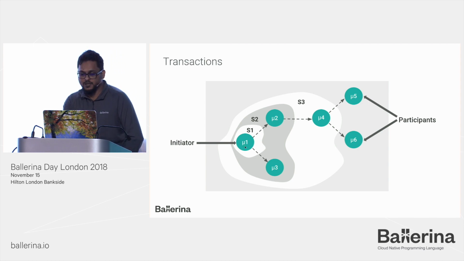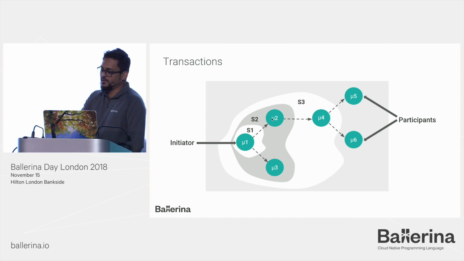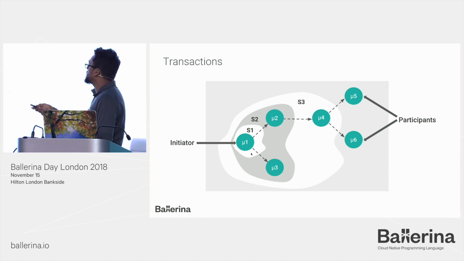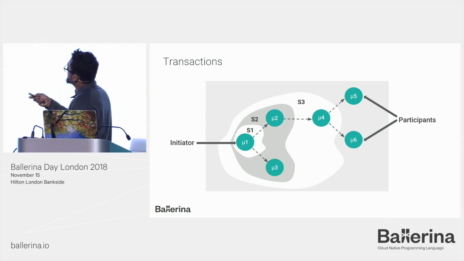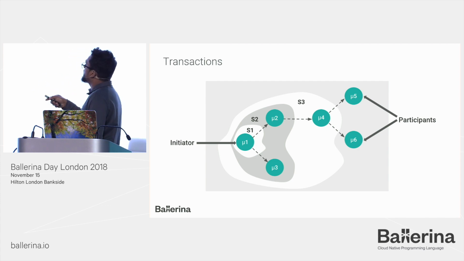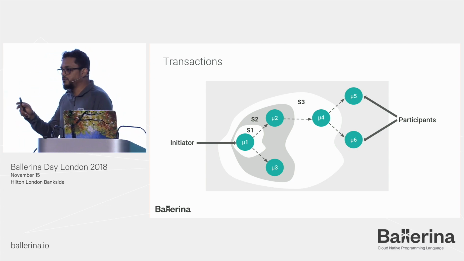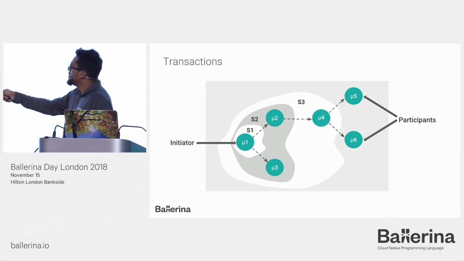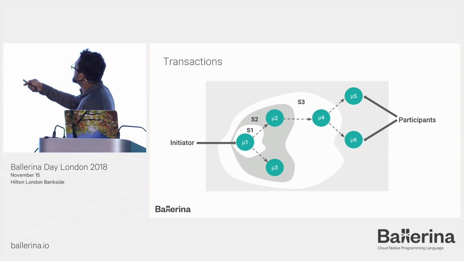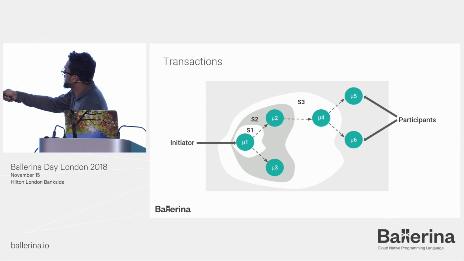We are starting a transaction here. This initiator is now making 2 calls to other microservices. And microservice 2 is calling microservice 4, microservice 4 is calling microservice 5 and 6, and so on. Each of these services is called a participant in the system. What we are trying to do is propagate the transaction context from the initiator up to all of these participants. A transaction was started here, and all of these are transaction aware, and we are trying to propagate the transaction.